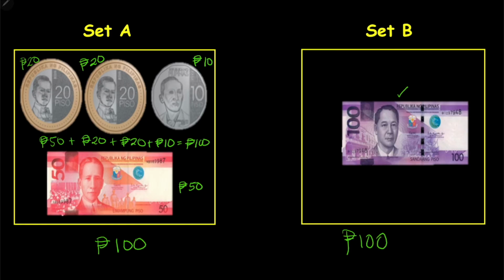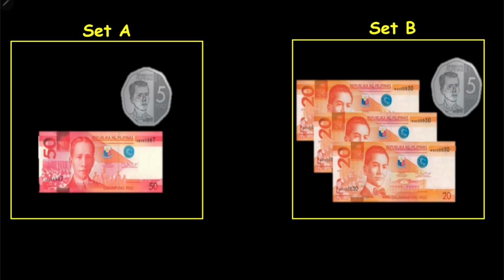Now, comparing the values of set A and set B, we can clearly see that they are both 100 pesos. So, we can say now that 100 pesos is equal to 100 pesos. Let us have another two sets of money. So let's determine the value of set A and set B.